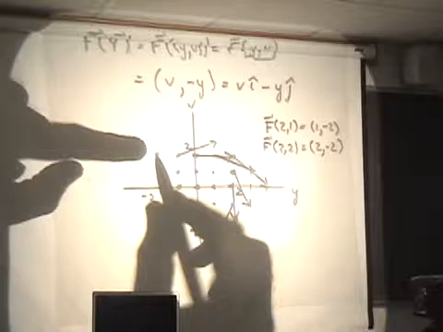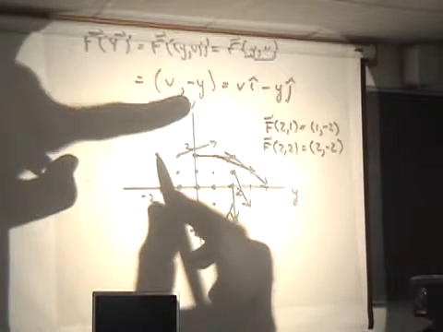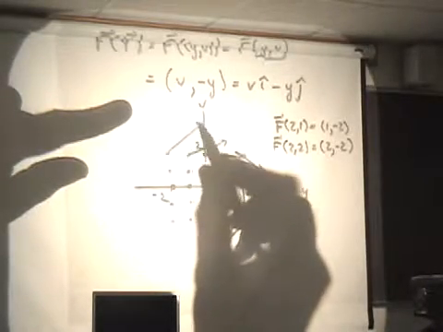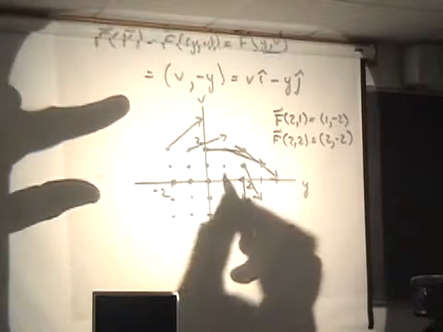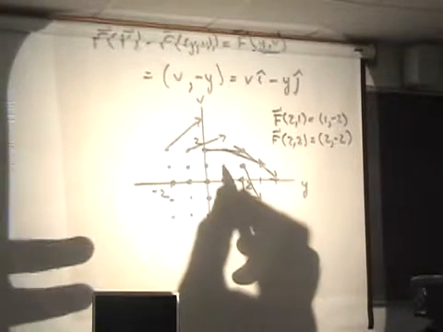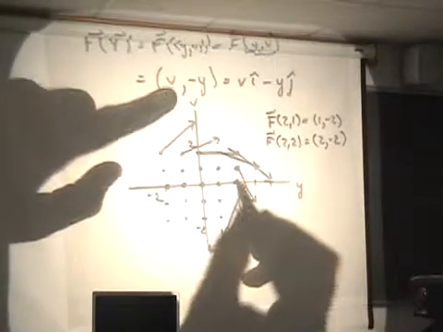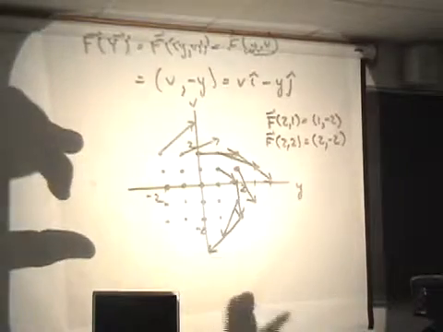Over here, y is -2, v is +2. I get 2, +2 as my output, etc. Let's try one more. Let's try one with coordinates. Let's do this one, 1, 1. Y is 1, v is 1. I'll get 1, -1. There's my output vector.